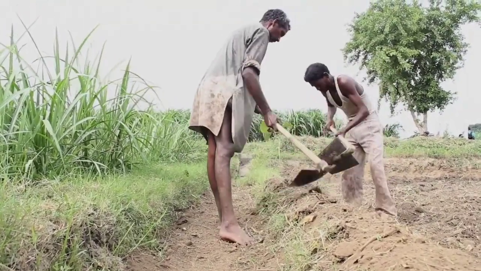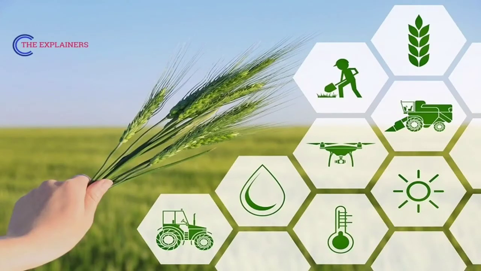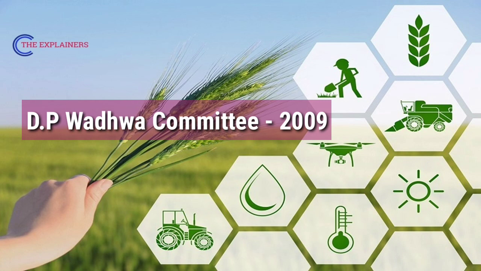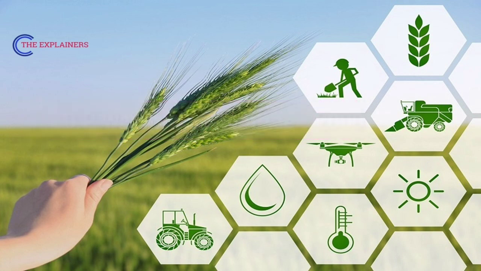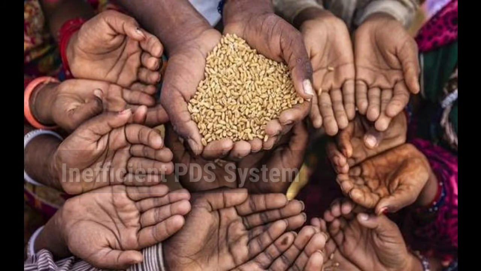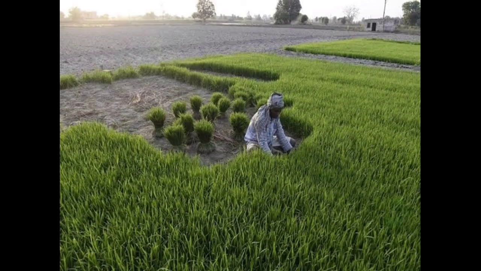Reports on PDS and MSP. In 2009, a Supreme Court appointed panel, the Justice D.P. Wadhwa Committee, mentioned in a report that the PDS system is inefficient and corrupt. There is an unholy nexus between the transporters, the fair price stockholders, and officials of the Department of Food and Civil Supply.